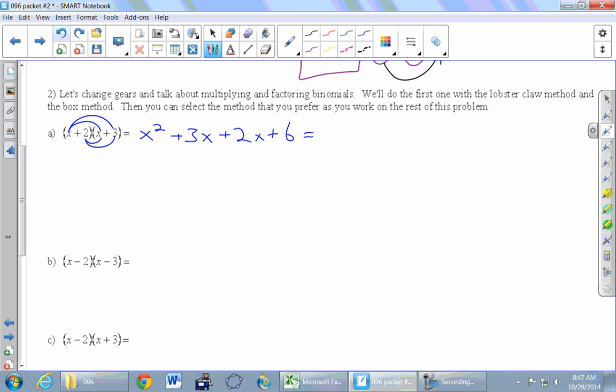And then we just combine these two terms in the middle. 3x plus 2x is 5x. So there's our final simplified answer.